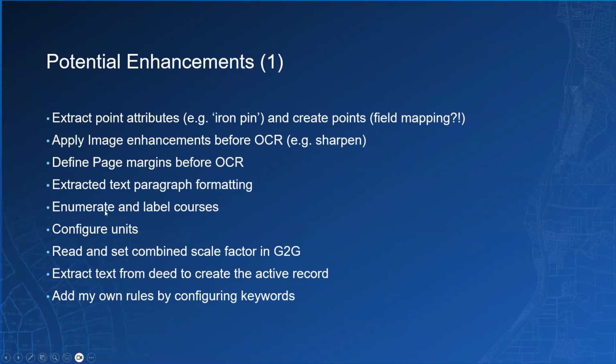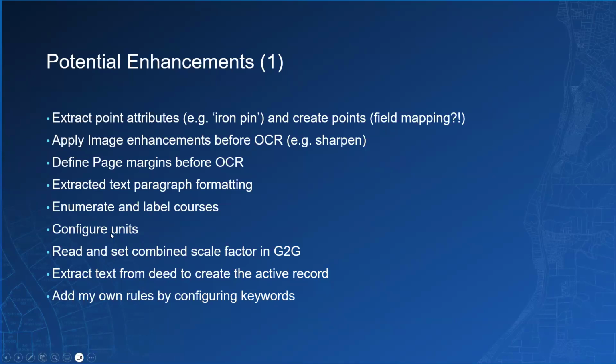Another thing we were thinking is to enumerate the labeled courses. So we already enumerate the extracted courses, but we can also enumerate them in the preview. We can even enumerate them in the extracted text. We can put the same number. So maybe that would help the matching between extracted COGO text and the source document.